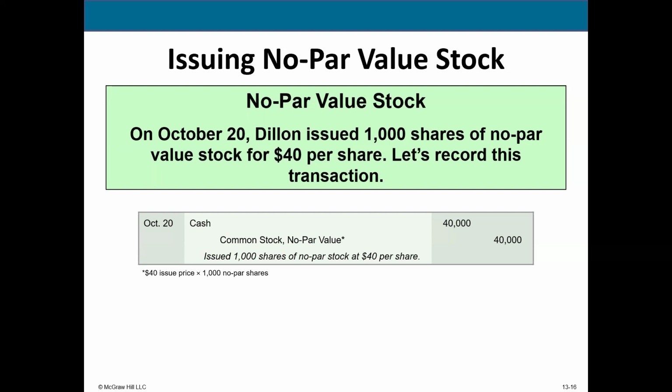So here we have an example. We sold or issued 1,000 shares of non-par stock at $40 per share. So that's of course $40,000. So we debit cash 40,000, credit common stock non-par value 40,000.